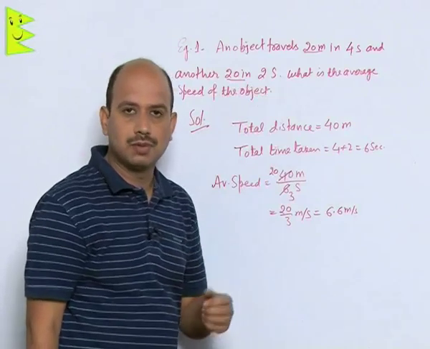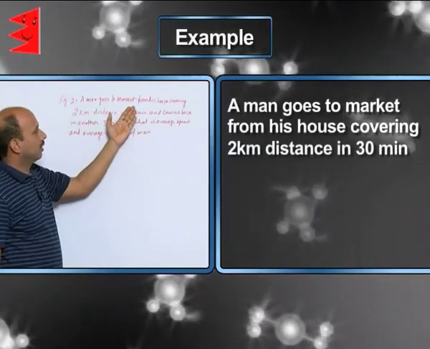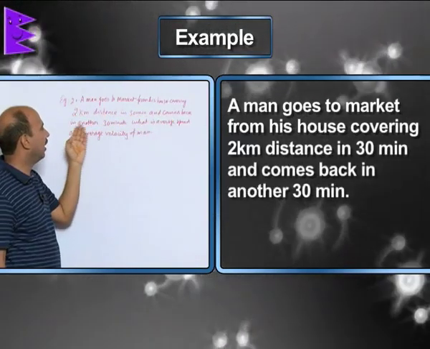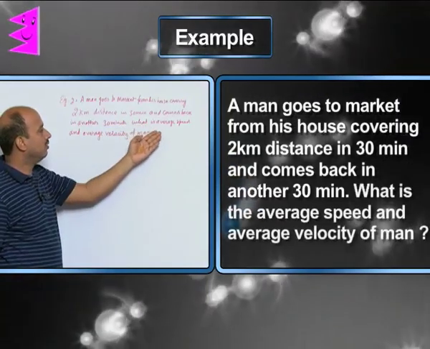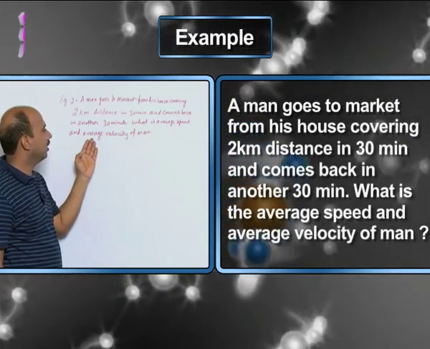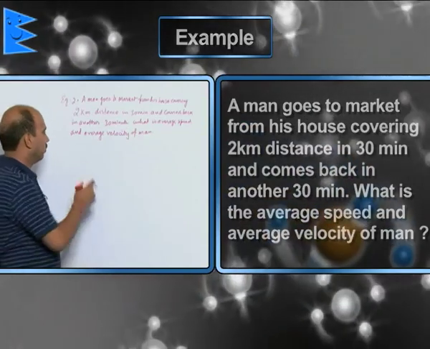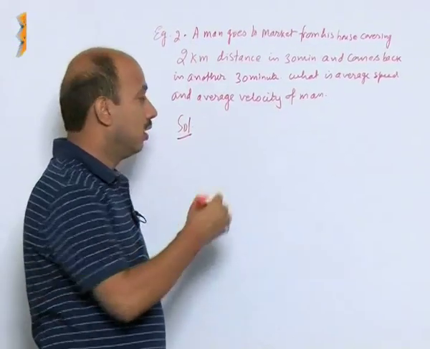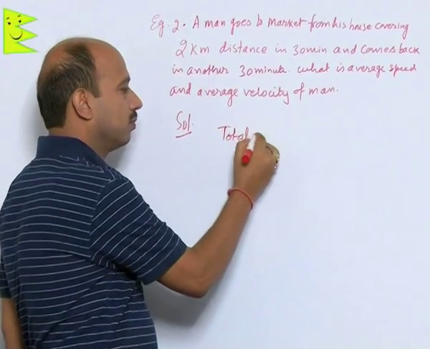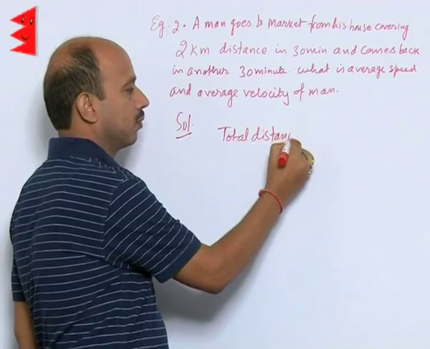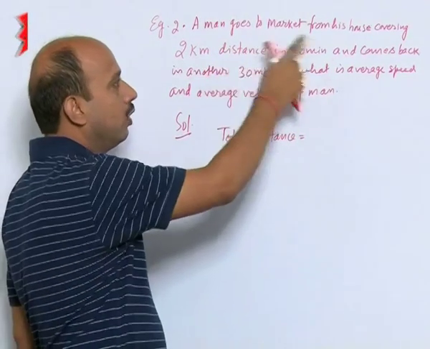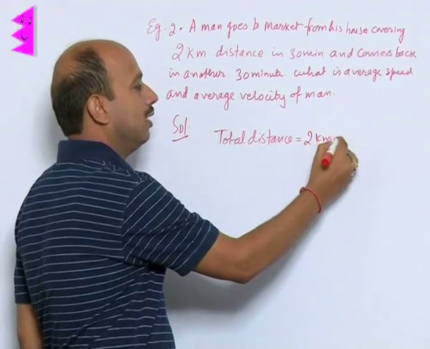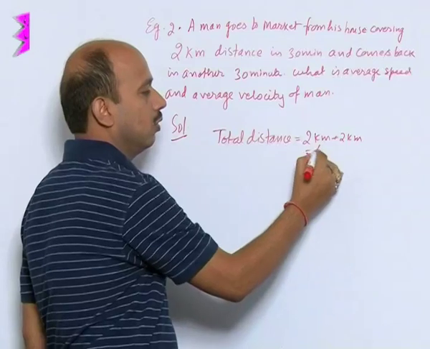Now, see the next example. A man goes to market from his house covering 2 kilometer distance in 30 minutes and comes back in another 30 minutes. What is the average speed and average velocity of the man? First find the total distance. So, total distance is 2 kilometer going to market and 2 kilometer while coming back. So, 2 kilometer plus 2 kilometer is equal to 4 kilometer.